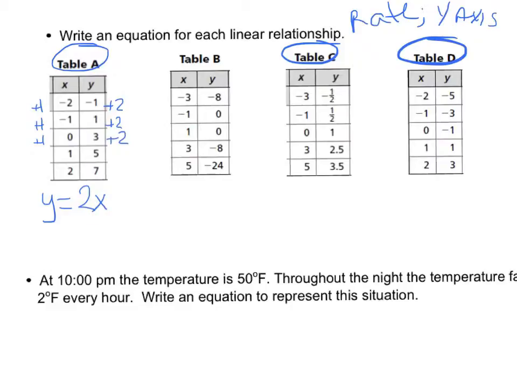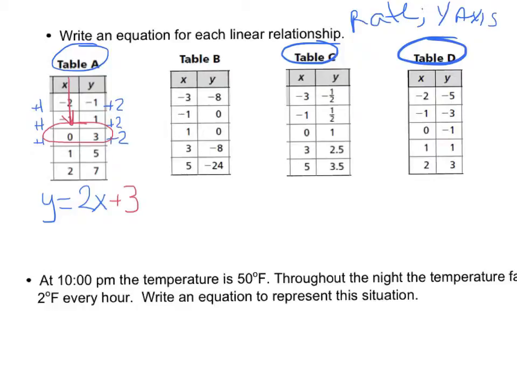And then we have to decide or find out where we're going to be crossing the y-axis. Well, remember, we're crossing the y-axis where the x value is 0. So you look on your table, x is 0, y is 3, so we're going to add 3. We're going to be crossing or starting at 3 already. So y equals 2x plus 3.